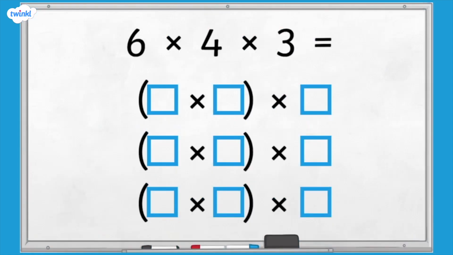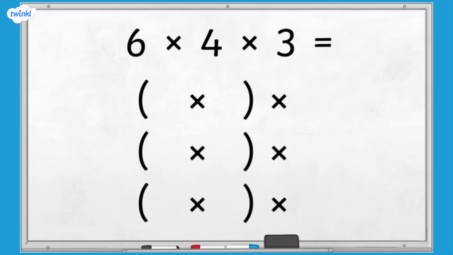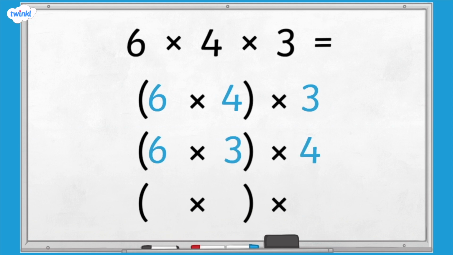What order could you calculate this in? Pause here and work out the different possibilities. You could multiply 6 by 4 and then multiply by 3, multiply 6 by 3 and then multiply by 4, or multiply 3 by 4 and then multiply by 6. Which order would you rather use? Pause here to make your choice and then calculate the answer.